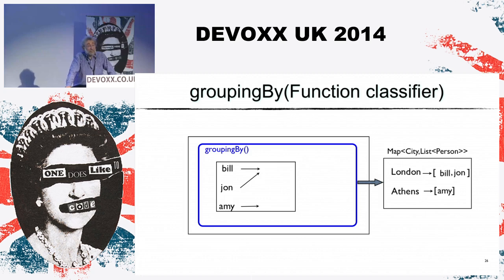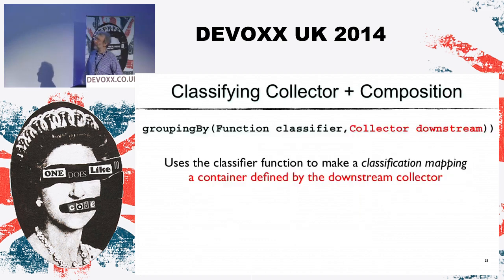You don't necessarily want to put them into a list. As I said, one of the big deals about collectors was that they're composable. You'd kind of expect it would be really rigid if that was your only option. So you can pass the elements, as they've been classified, down onto a downstream collector. The classifier function makes a classification mapping, and it places them. It's meant to parallel the earlier slide, which says they'll go into a list. Here it says they're going to go into a container defined by the downstream collector.